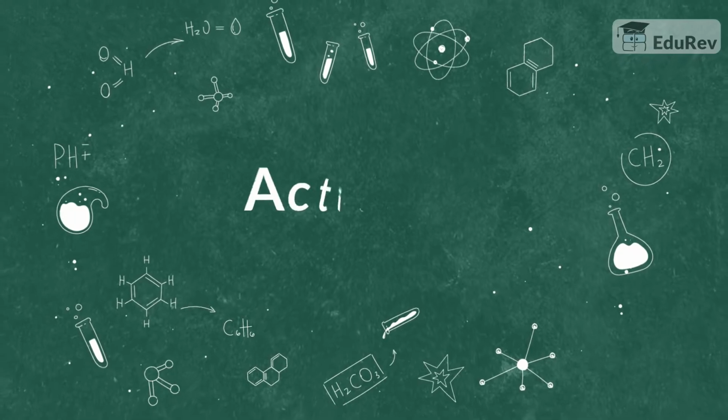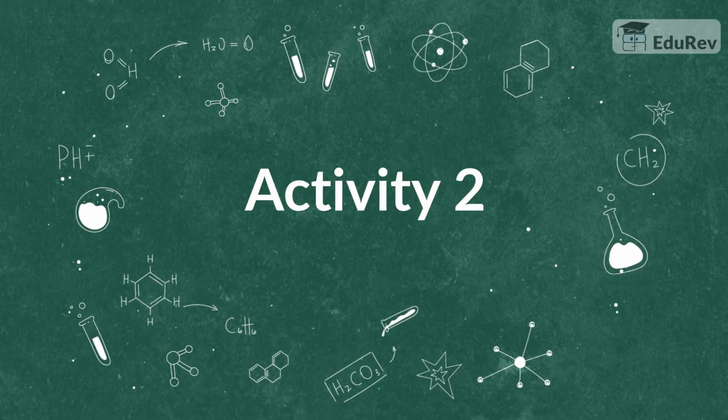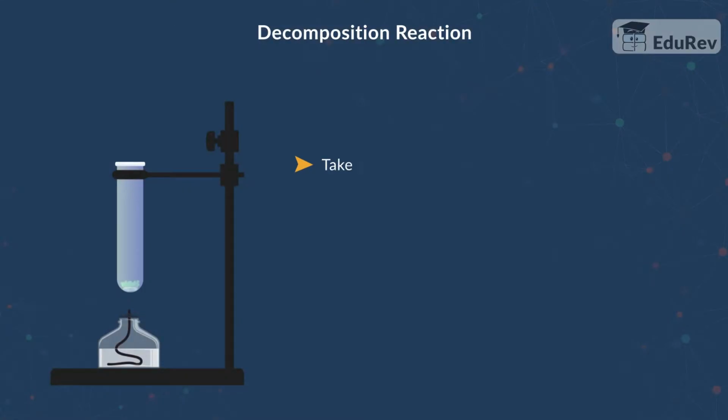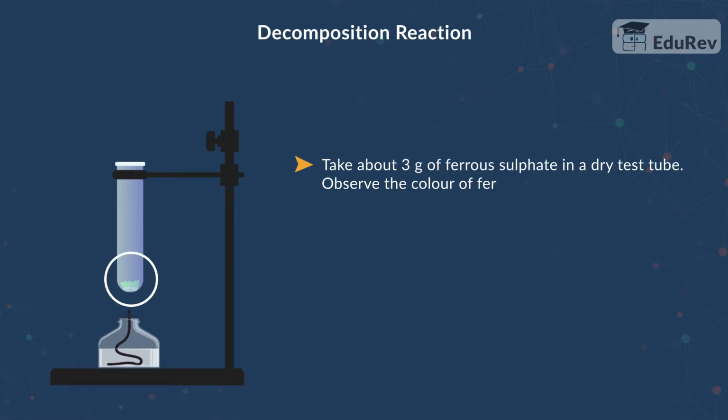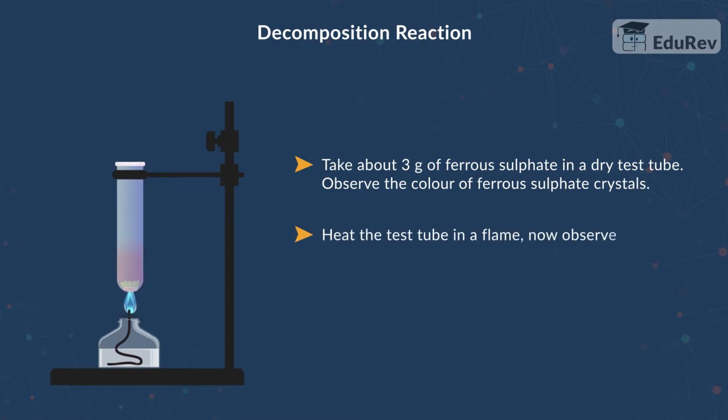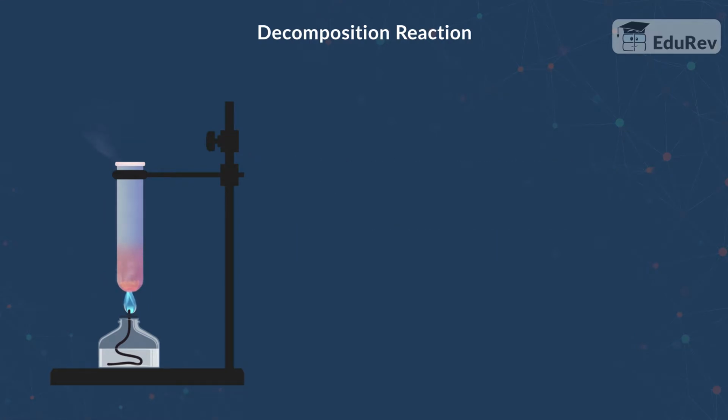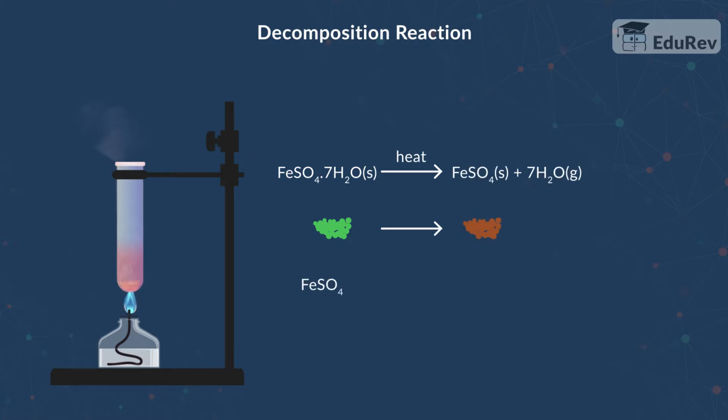Come, let us go back to our lab and perform some activities. Take about 3 grams of ferrous sulfate crystals in a dry test tube. Observe the color of ferrous sulfate crystals. Heat the test tube in a flame. Now, observe the color of crystals after heating. We will notice that ferrous sulfate, which is crystalline in nature, FeSO4·7H2O, when heated, loses water and decomposes to form ferric oxide in solid form and evolves some gases.